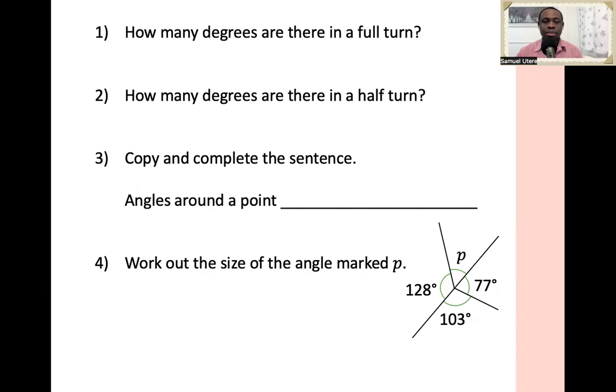Let's discuss them. How many degrees are in a full turn? There are 360 degrees. How many degrees are there in a half turn? There are 180 degrees. If you're asked to copy and complete the sentence, angles around a point sum to 360 degrees. To work out the size of the angle marked P, we have to sum these angles, so add them up and subtract our result from 360 degrees, which will give us 52 degrees.